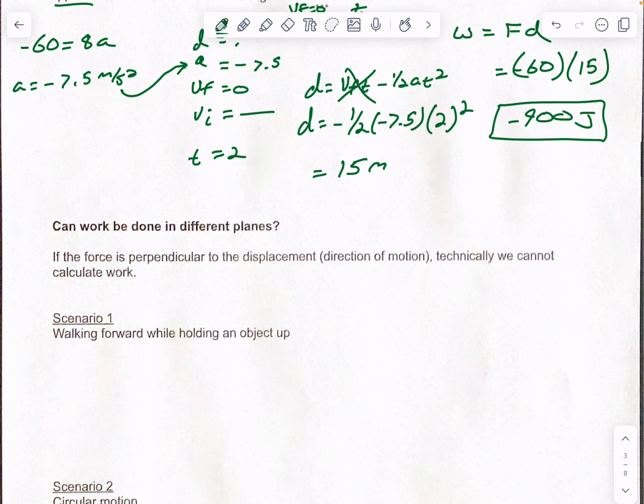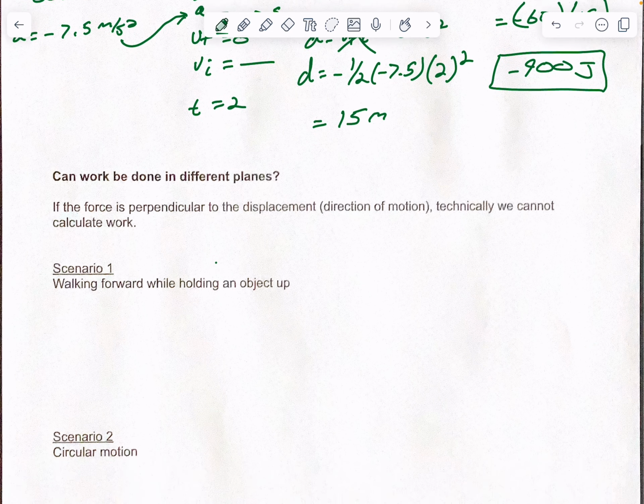Okay, can work be done in different planes? If the force is perpendicular to the displacement or direction of motion, technically we cannot calculate work. That means if force is perpendicular to your distance or displacement, there is no work being done. Now, can you be burning energy and stuff? Yeah. But technically no work is being done.